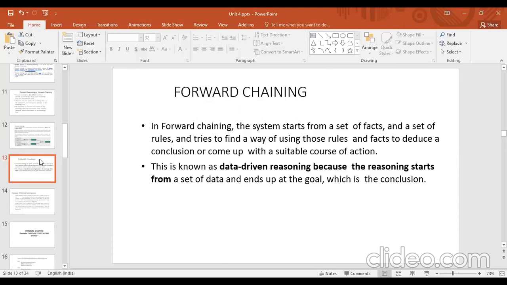So in the initial condition, I am given some set of facts and rules, and I try to find a way of using those rules and facts to deduce a conclusion. Starting with the initial facts and rules, you have to reach the goal state. This is also known as data driven reasoning, because the reasoning starts from a set of data and ends up at the goal, which is the conclusion. Now we will see one example so you have more clarity.